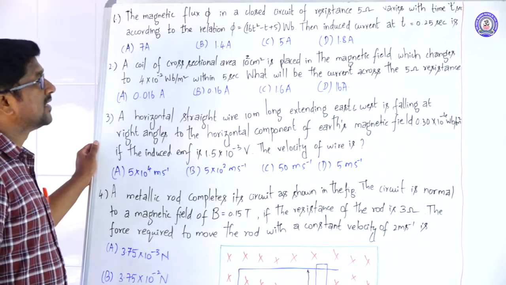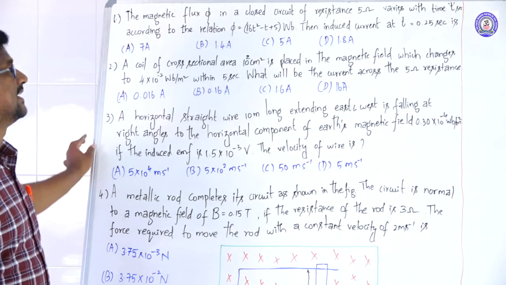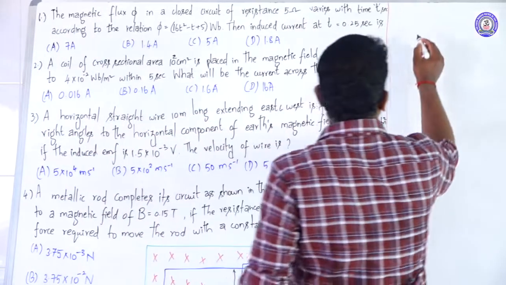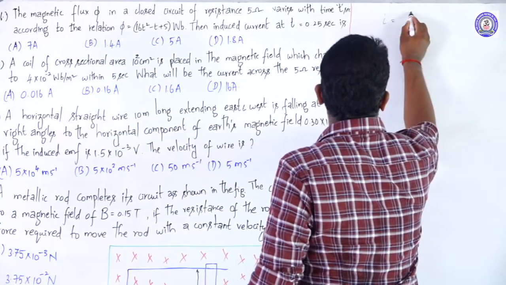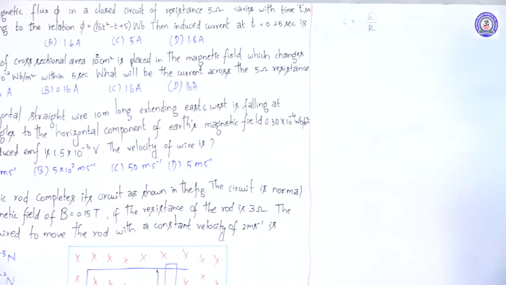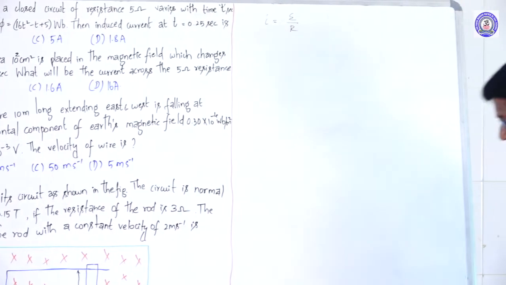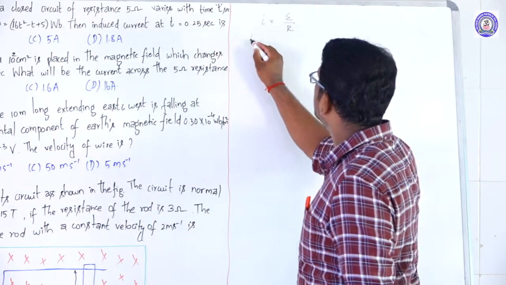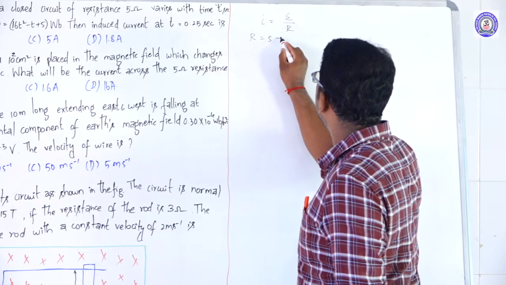Then the induced current at t equal to 0.225 second is, right, induced current we want to find out. We know that induced current I is equal to induced EMF divided by resistance. What are the given values? Resistance of the circuit R is equal to 5 ohm.